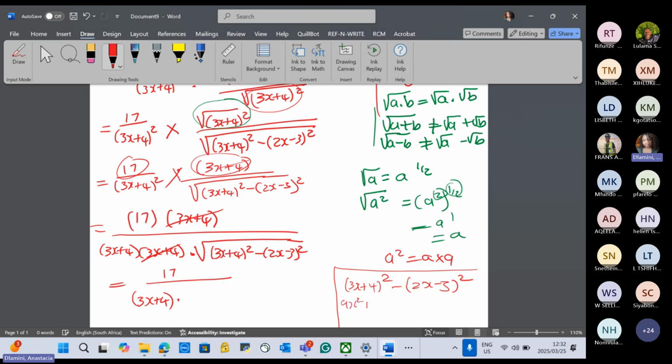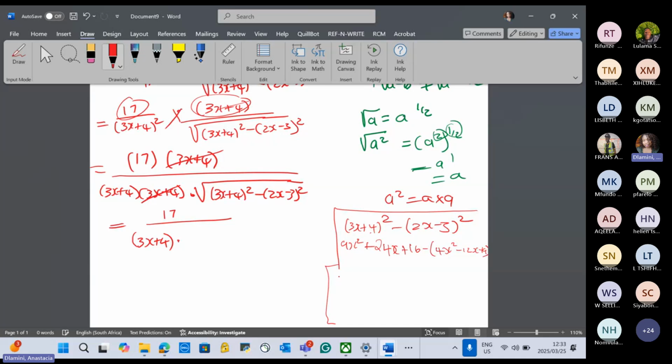So this will be what? 9x squared plus 2 times 4 times 3. 27, am I right? No. 2 times... Guys, help me. 2 times 4 is 8, times 3 is what? 24. 24, ma'am. Thank you. 24x, then plus 16, minus 4x squared. 2 times negative 3, that's negative 6, plus 2 minus 12x plus 9.